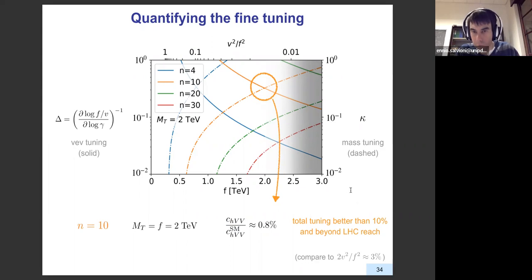There is an improvement of a factor of a few with respect to the standard story, where the tuning would be 2v squared over f squared, which is 3%. Okay, and the other thing is that you see this is achieved for n equals 10 in this example. So this is going back to what Sincha was asking before. The reason for this is that if I were to increase n too much, then, for example, I would be getting significant tuning from the Higgs mass. So in practice, I don't want to go to n too large. This is sort of my optimal point here.